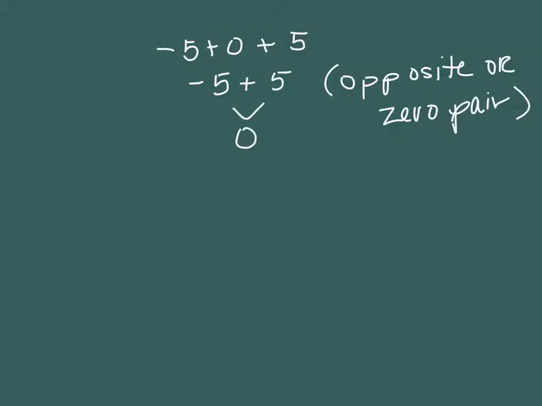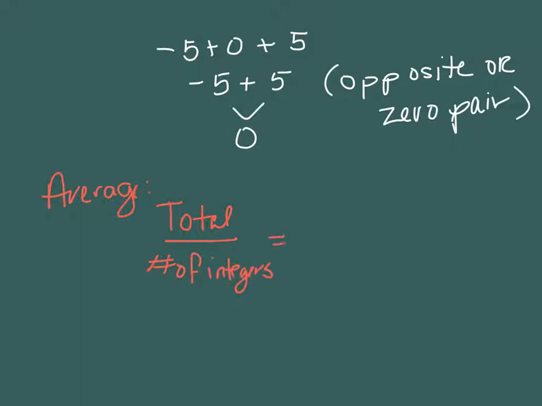Now you might be inclined to stop here, but you have to remember that you are supposed to be finding an average. So I still need to show the work of finding that average. So here's my total. Remember, when I find an average, I have the total divided by the number of integers. That is not a hashtag, by the way. That is a number sign. So the total is 0. The number of integers is 9.